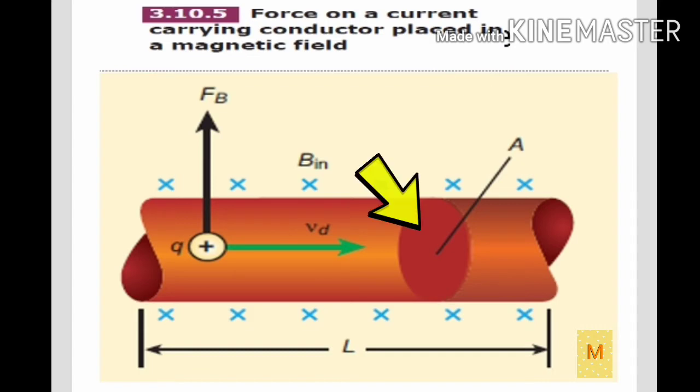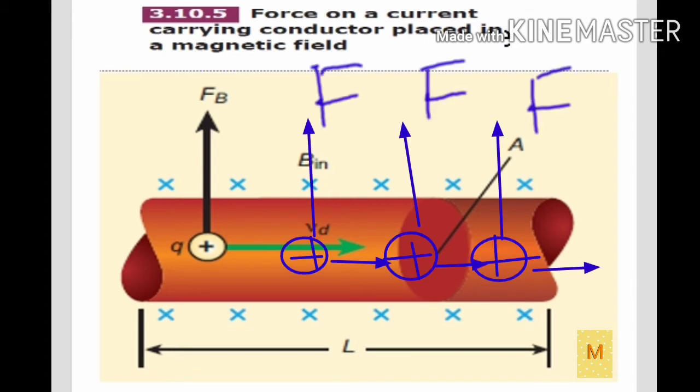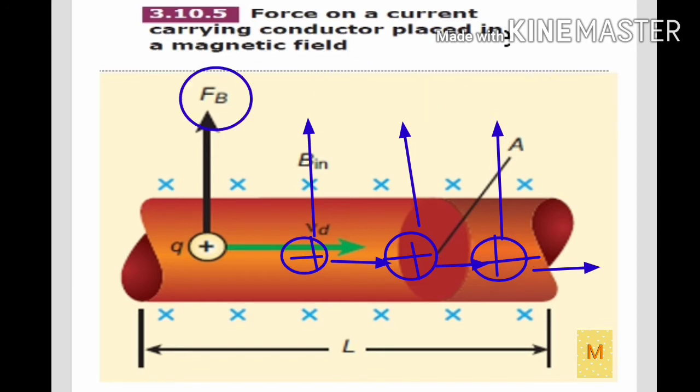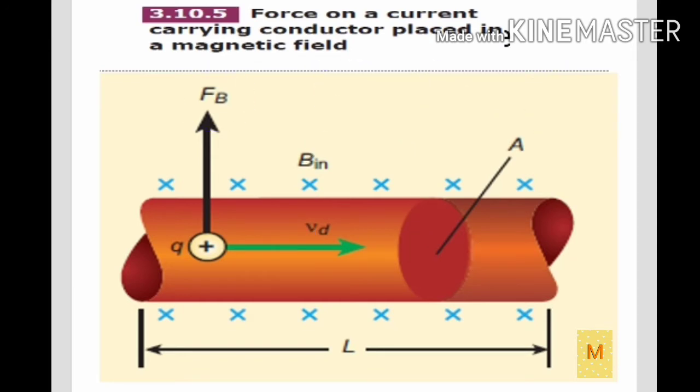When a current carrying conductor is placed in a magnetic field, the force experienced by the wire is equal to the sum of the Lorentz forces on the individual charge carriers in the wire. Let us imagine I amount of current is flowing through a conductor of length capital L and area of cross section of the conductor is capital A. Consider a small segment of wire of length dl.